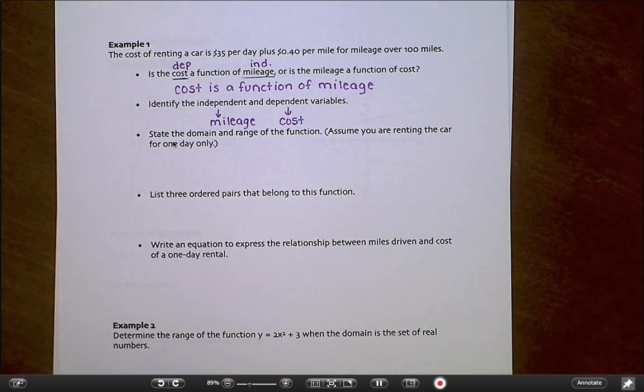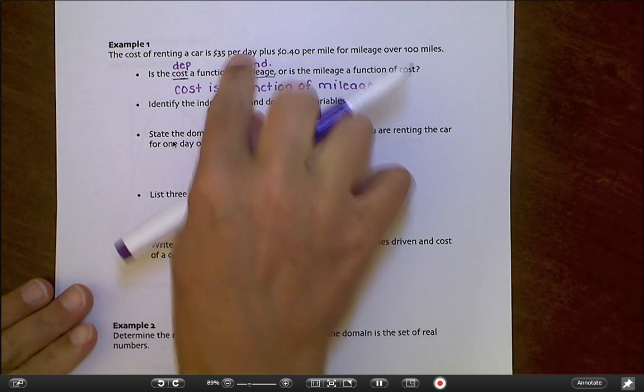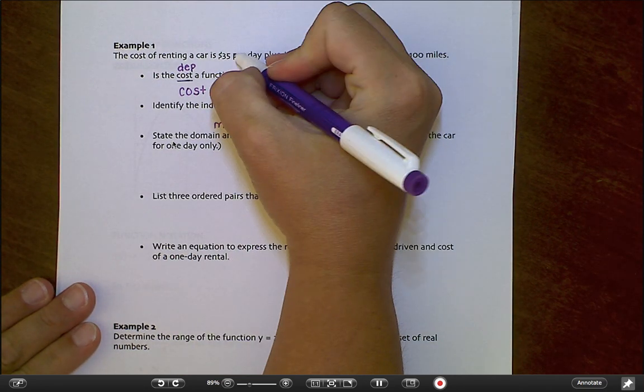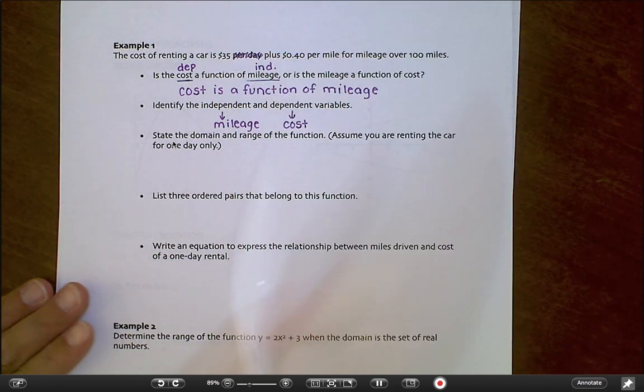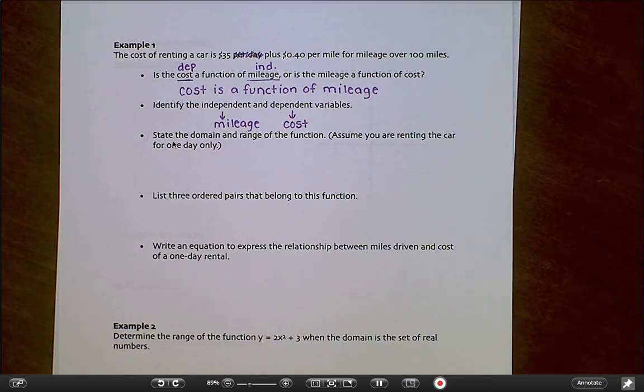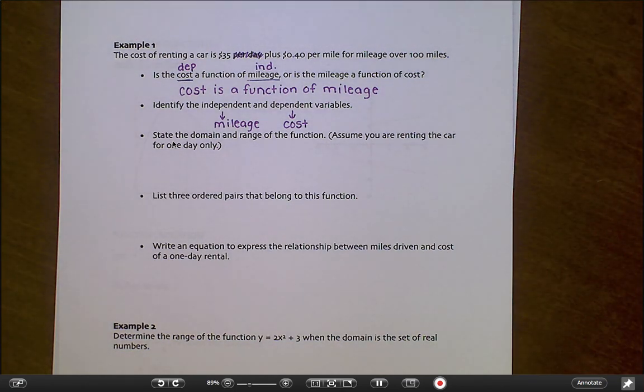Okay, so state the domain and range of this function, assuming we are renting the car for only 1 day. So really what that does is this $35 per day thing. I don't have to worry about that a whole lot because I'm only going to do 1 day. So basically I'm going to pay the $35 fee once and then 40 cents a mile.